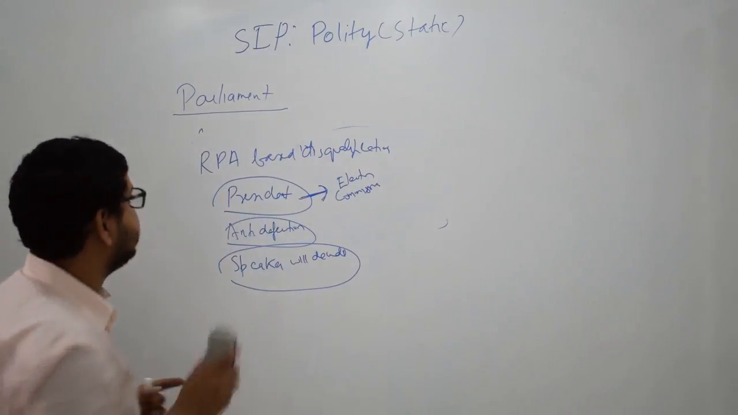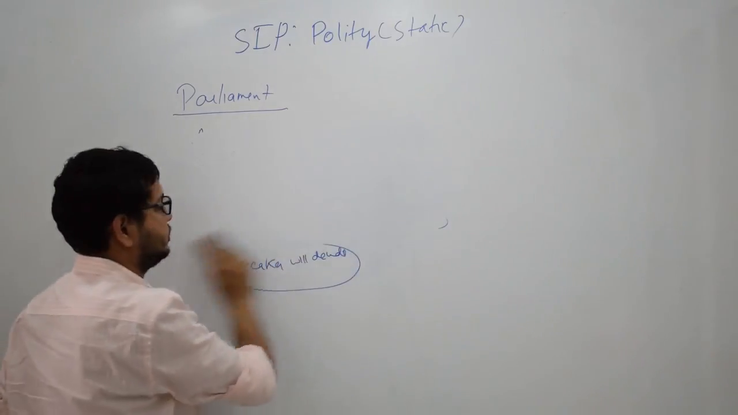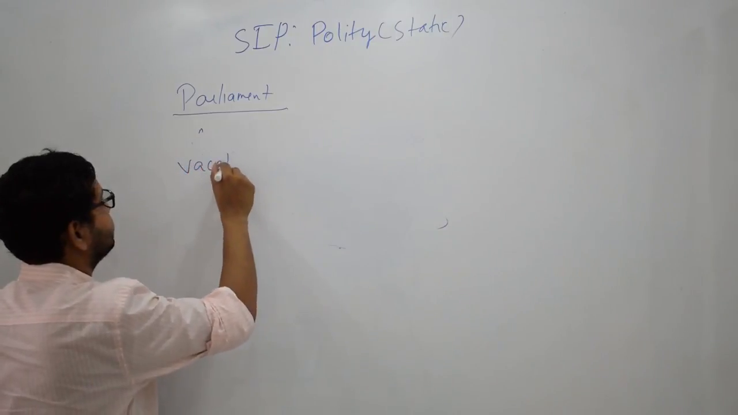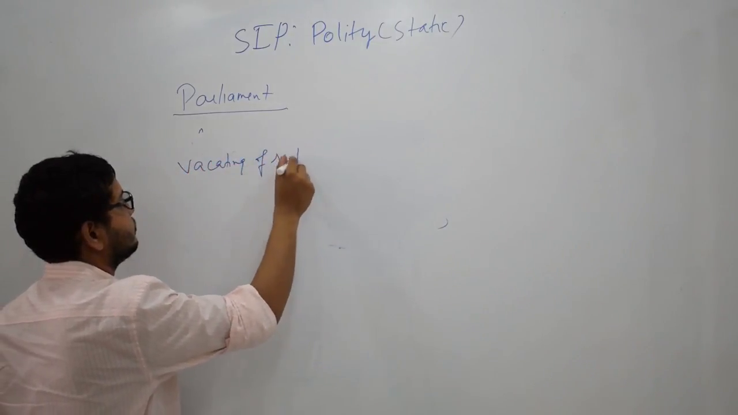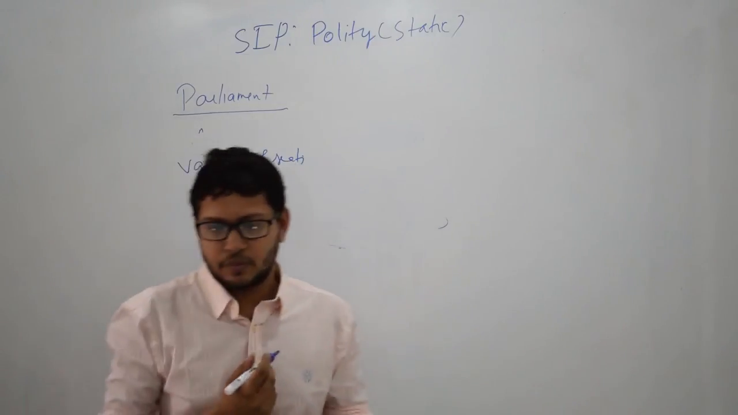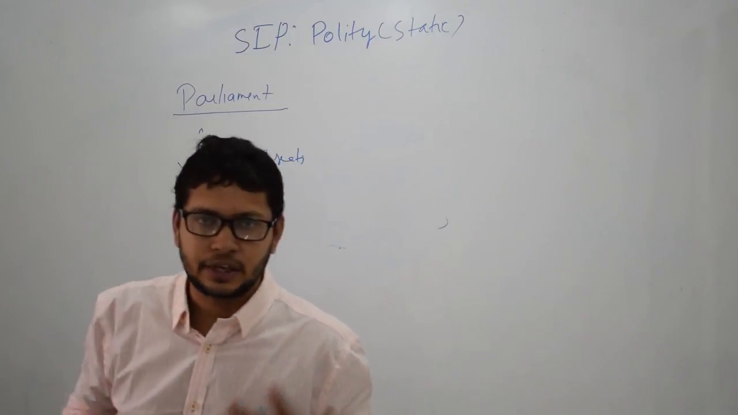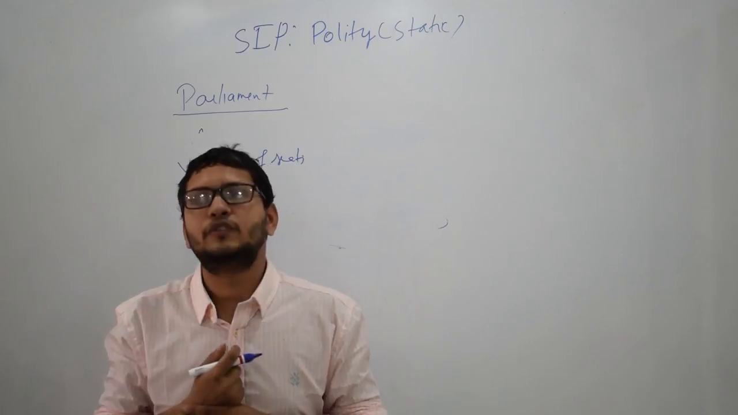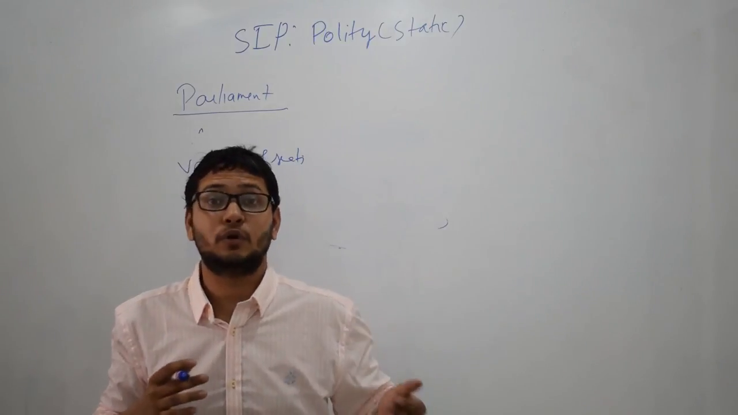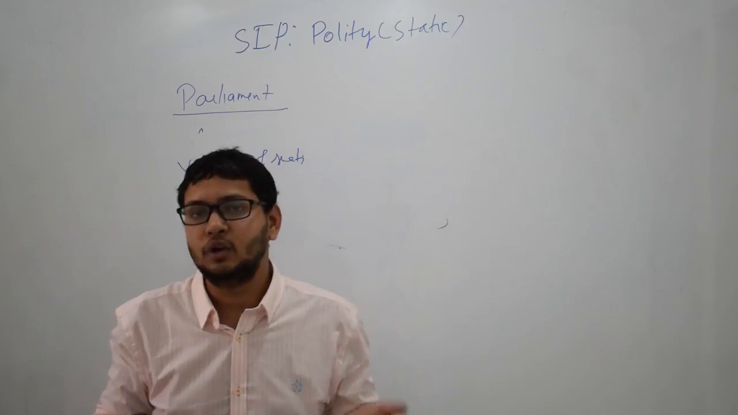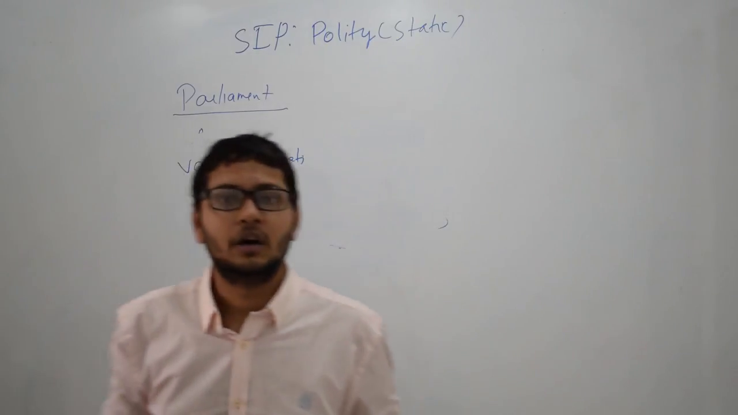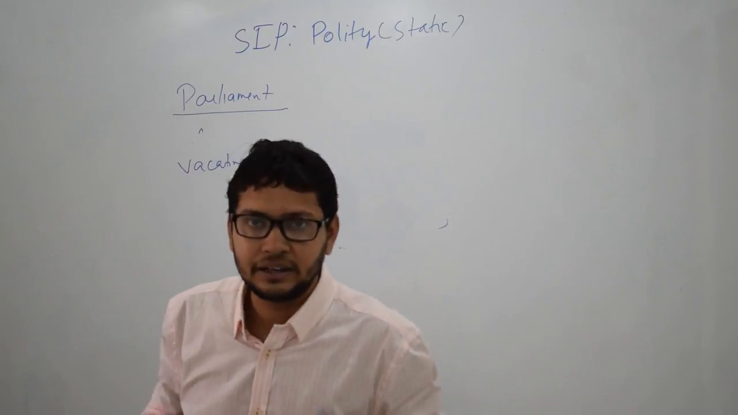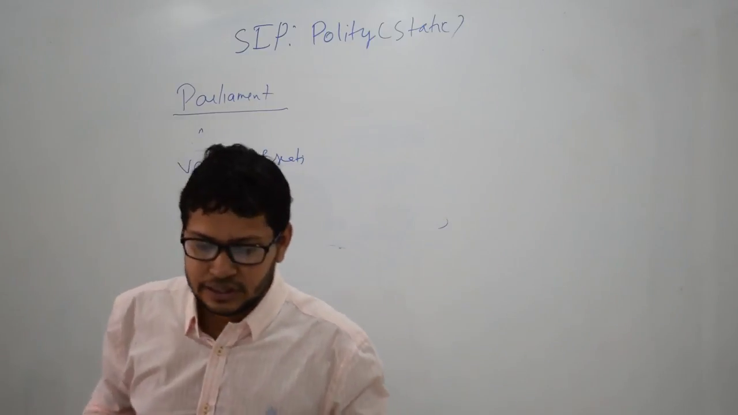Next is vacating of seats. This section deals with what happens when you are elected from two houses, or you are already an MLA and you become MP, or you are already a member of Lok Sabha, or already a member of Rajya Sabha and you then get elected to Lok Sabha. So what happens in that case? What are the laws? This provision deals with that.